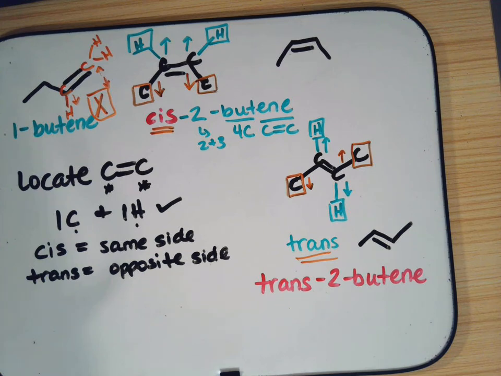So this is how you would go through and identify whether or not an alkene represents a cis or trans isomer, or even if it could possibly represent a geometric isomer. So again, locate your double bond first. Make sure that each carbon of the double bond has exactly 1 carbon and 1 hydrogen directly connected to it, and then determine whether or not those carbon groups or the 2 hydrogen are pointing in the same direction or opposite direction.